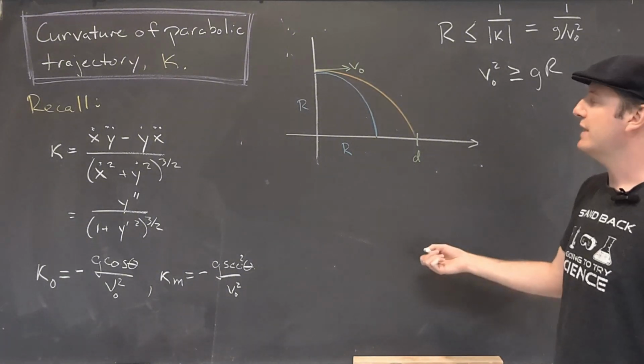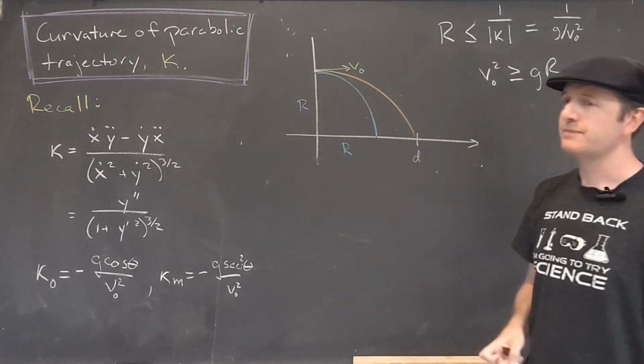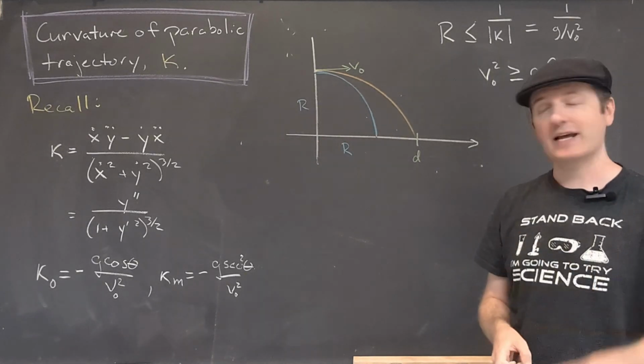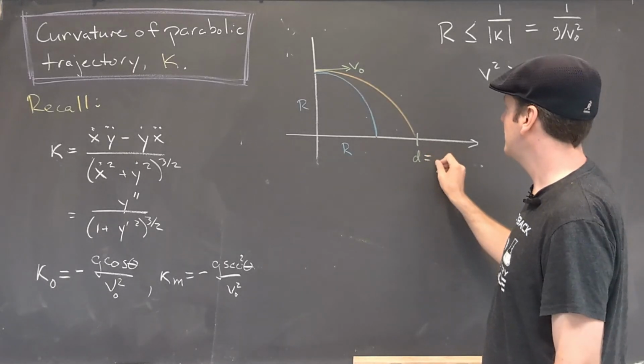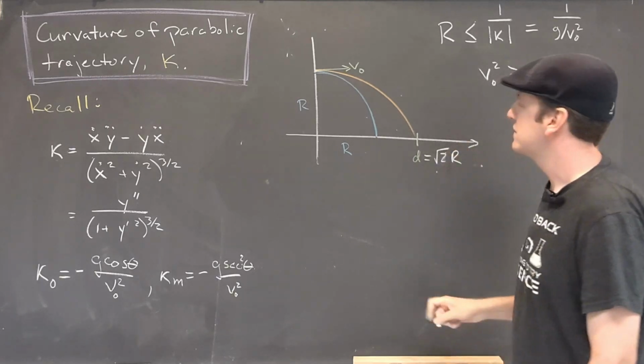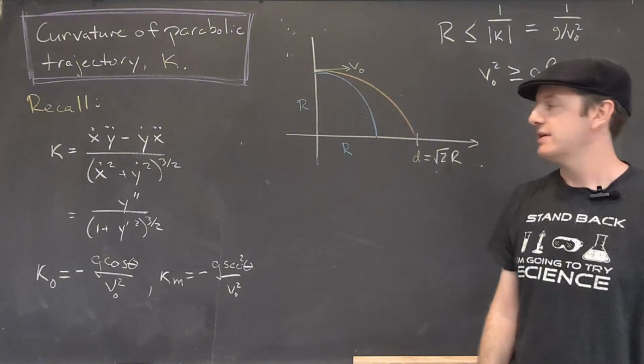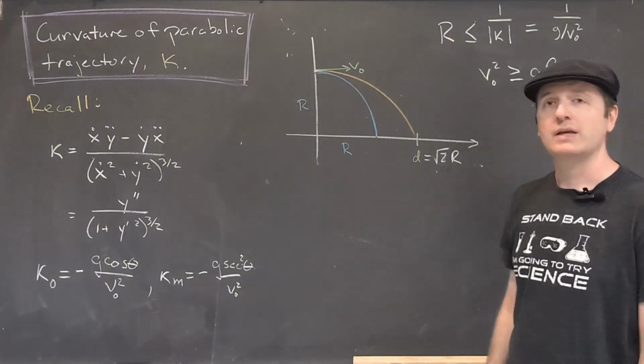Last thing you might want to do, if you're interested, is find out where this landing point is. I'll let you do that as an exercise, for example. I'll just tell you that it ends up being the square root of 2 times this radius. So it's an extra 40% further out than the bottom of your hill. QED.